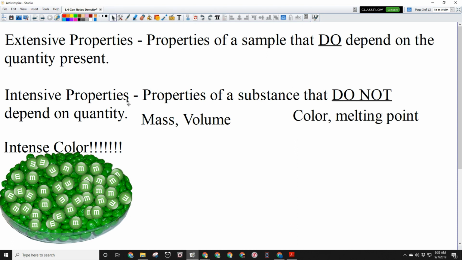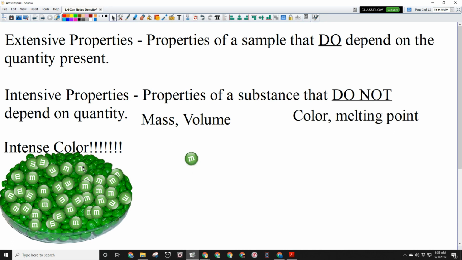So let's say, for example, the example I like to give on this is a green bowl of M&Ms. So let's talk about M&Ms. I'm going to take M&Ms out of this bowl one at a time. Mass. So I take an M&M out. Let's just say the mass of this M&M is 1 gram. So I take 1 M&M out, the mass is 1 gram.